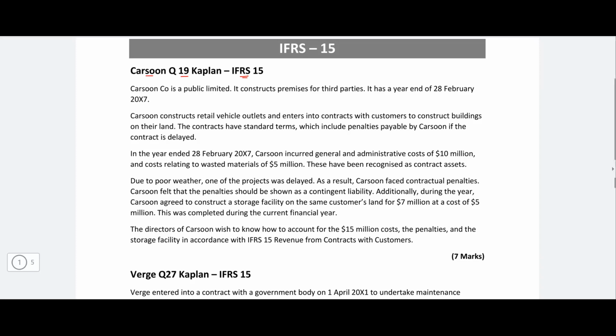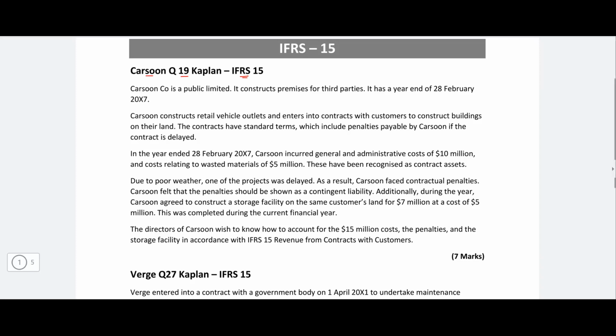So this is Carsoon, question number 19 from your Kaplan kit, and I'm going to read it for you and just try to find out what you are supposed to write within this question. Then I'll explain once I ask what you expect to write in this part from IFRS 15. You already know this question is from IFRS 15. So just try to make sense of what we are supposed to write. Then I'll show you from the slides where this has been covered and how you are supposed to write it within the exam.